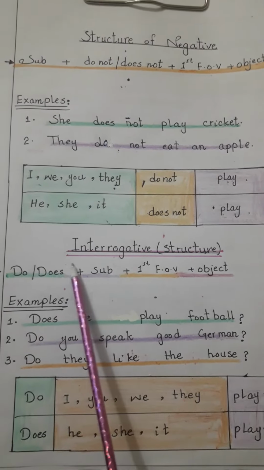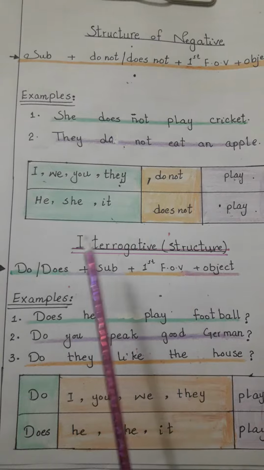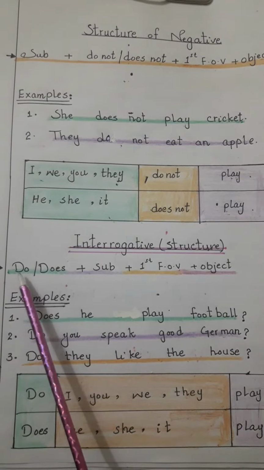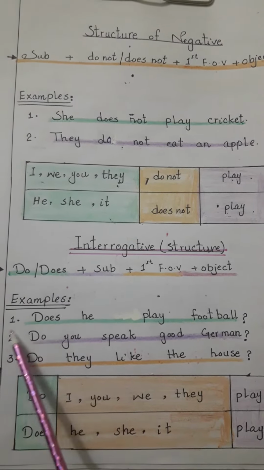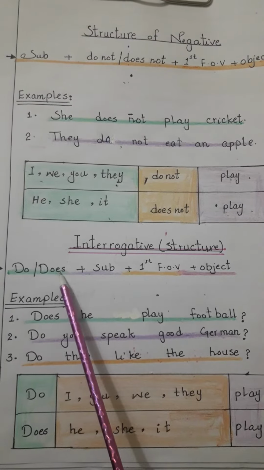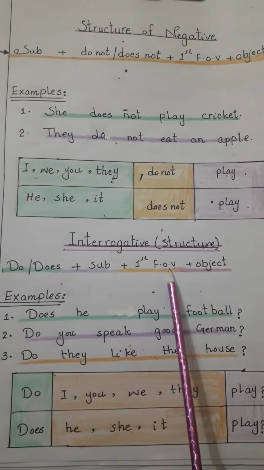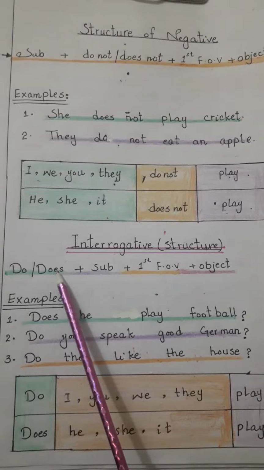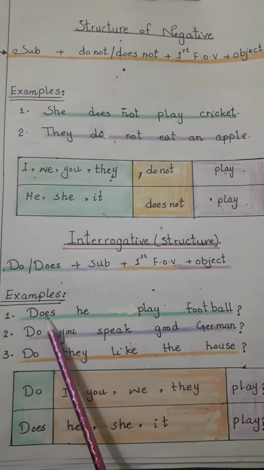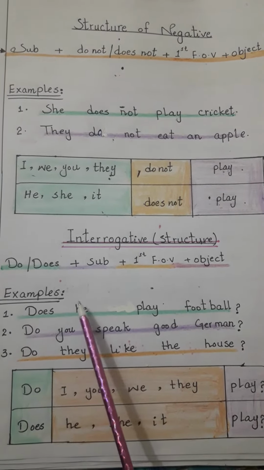Then, interrogative structure. What is the formula? Do or does will come at the first of the sentence, and then subject, then first form of the verb, and then object. So we write does because the subject is he.